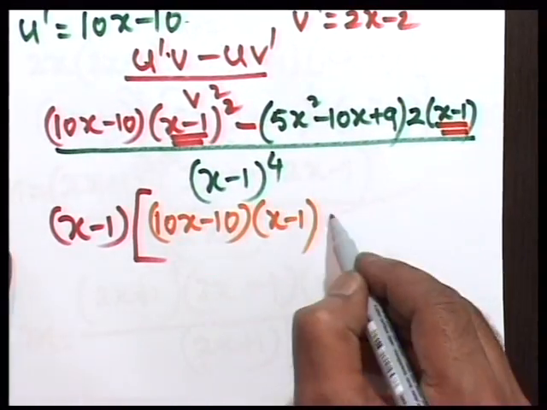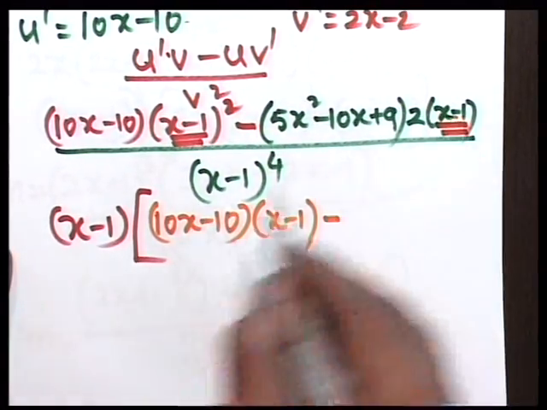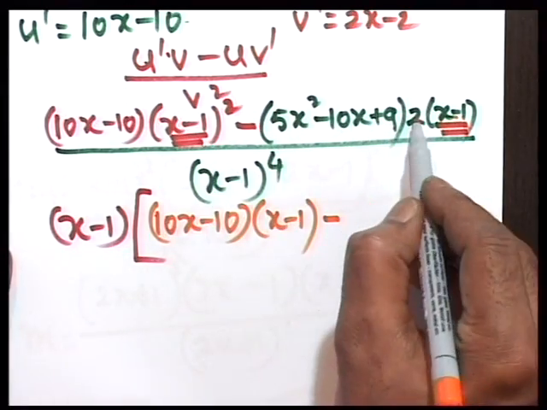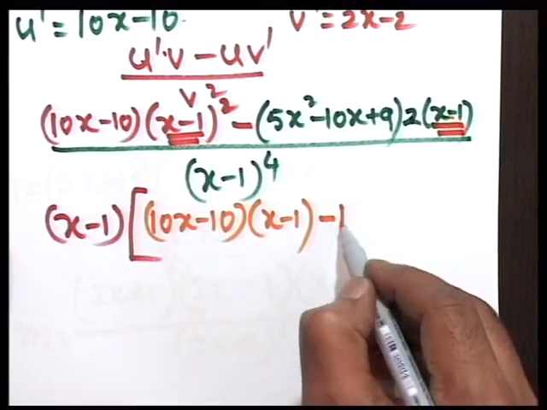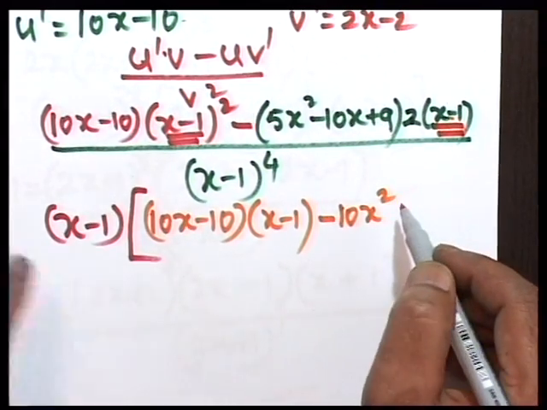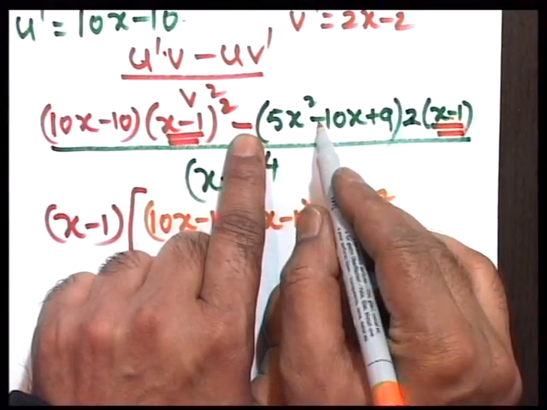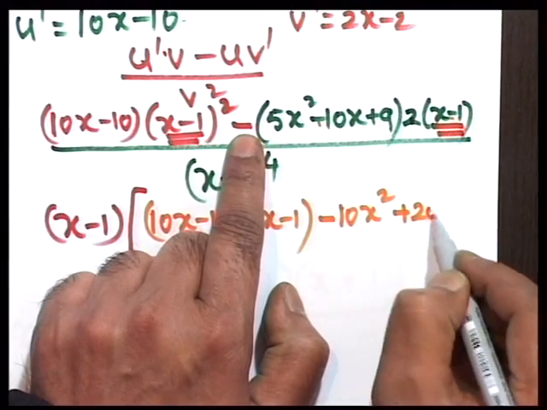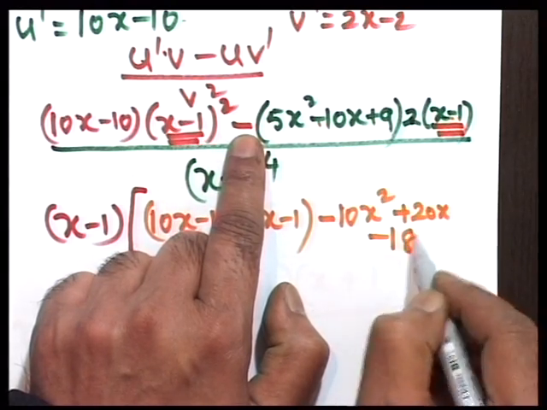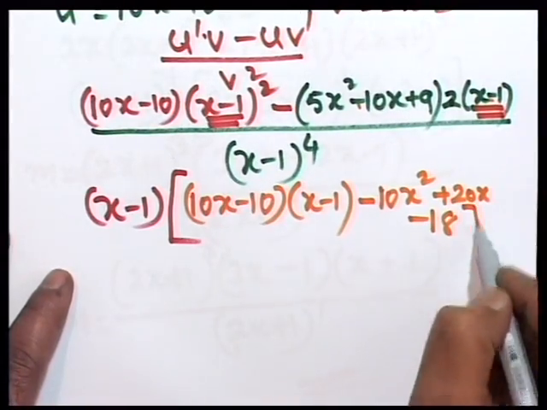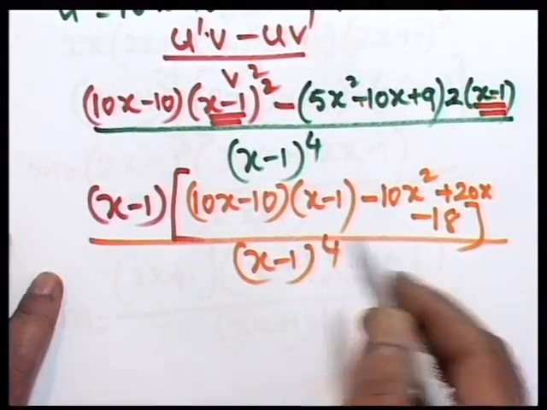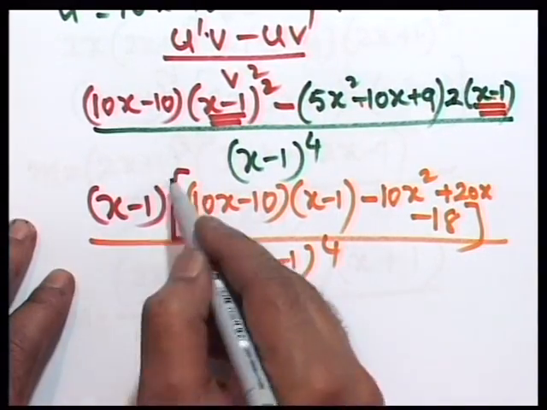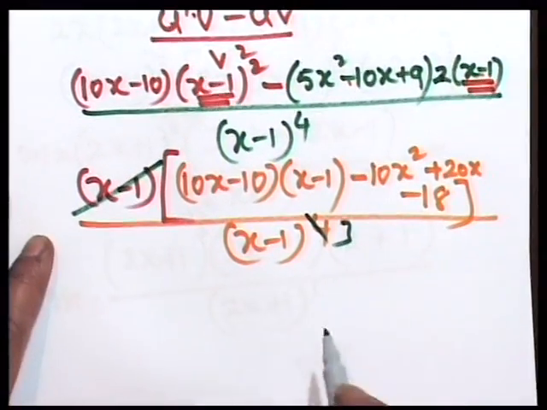And then minus, the x minus 1 is gone. I'm left with that multiplied by 2. So let's just multiply this by 2. We get 10x squared, and then that's a minus, please. So plus 20x and then minus 18. That's what you get inside the bracket, divided by x minus 1 to the power 4. Please understand, one of them cancels. You will have a 3 there.